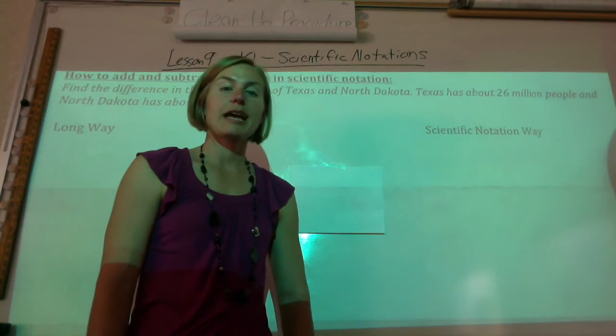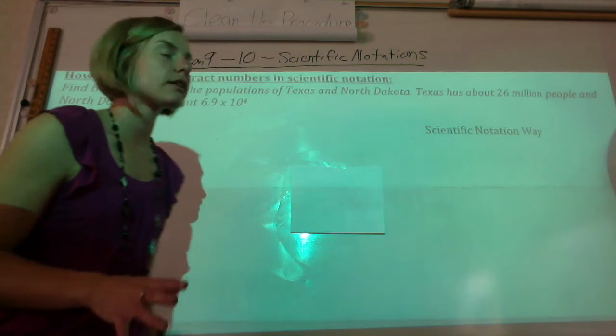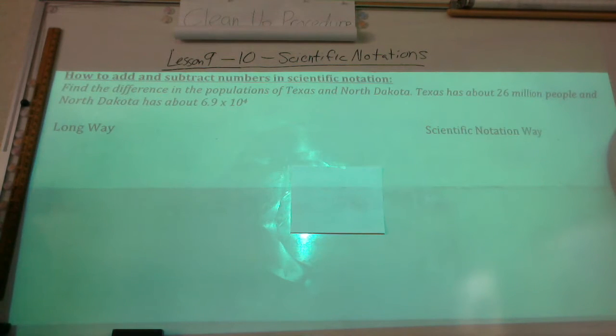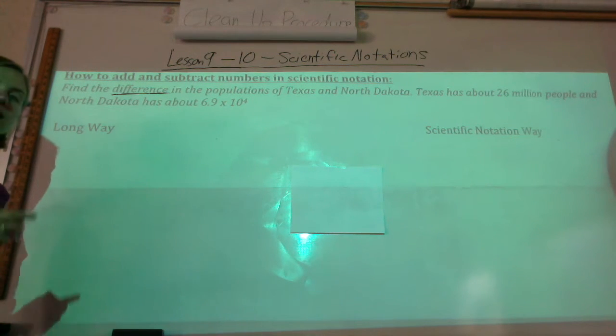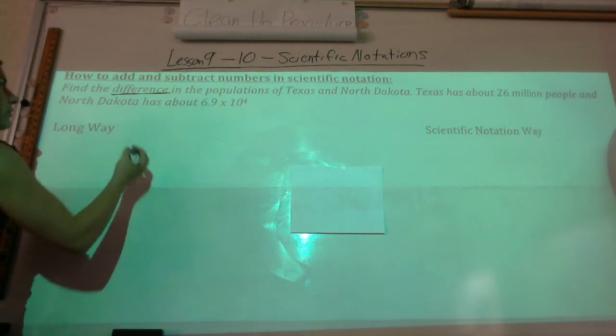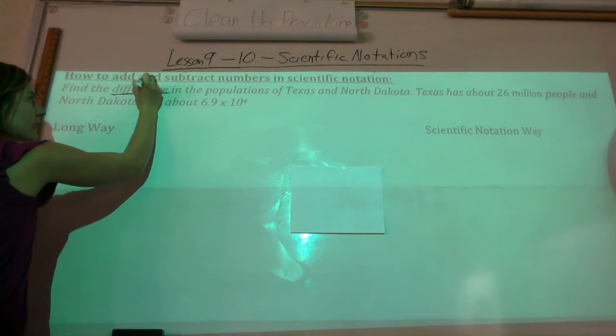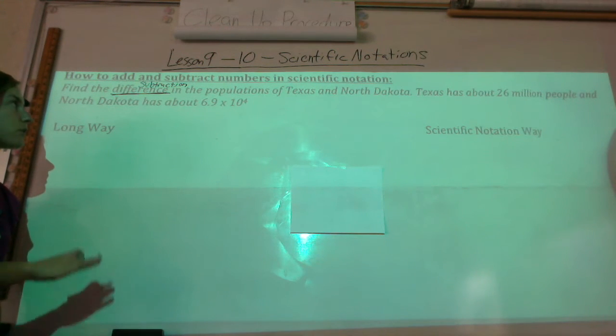Okay, now let's look at an example when we need to subtract scientific notation. So take a look at the problem. Find the difference in the populations of Texas and North Dakota. So already off the bat, you're saying, okay, what am I doing with these? Even if I hadn't told you that we're subtracting, this word here, difference, tells you that we're subtracting, because difference is the end result of subtraction. So if you want to, you could just write in subtraction. So finding the difference, we're going to have to do subtraction.